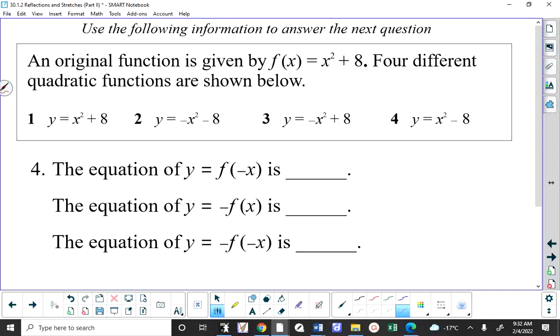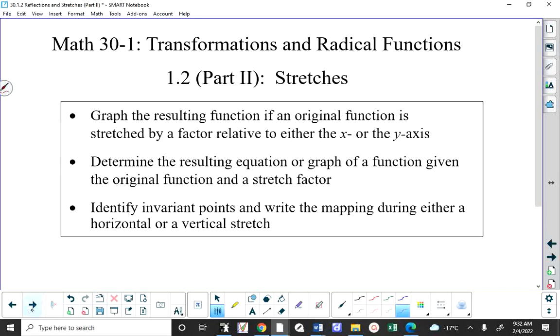Okay, we're going to move on and start looking today at stretches. Once we complete this lesson, we will have learned about all of the pieces. We will have learned about horizontal translations, vertical translations, horizontal reflections, vertical reflections, and today we are learning about what are called horizontal stretches and vertical stretches.